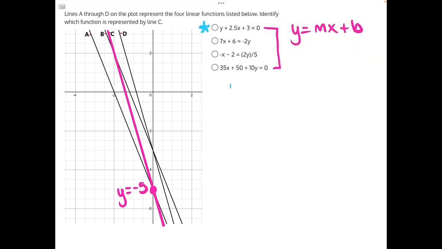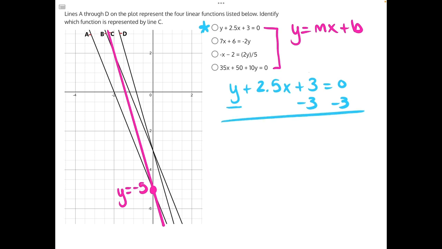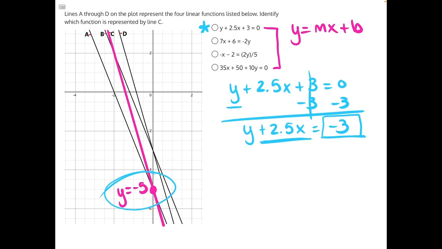For answer choice A, we have y plus 2.5x plus 3 is equal to 0. Now let's isolate our y value by subtracting 3 from both sides. These will cancel, giving us y plus 2.5x is equal to -3. And I can stop right here because moving this over to the other side of the equal sign will not affect my -3 here. These are not like terms and will not combine. So I know that my constant, or my b value, is going to be -3, and that does not match line C. So I can stop there, mark answer choice A as incorrect, and move on to answer choice B.